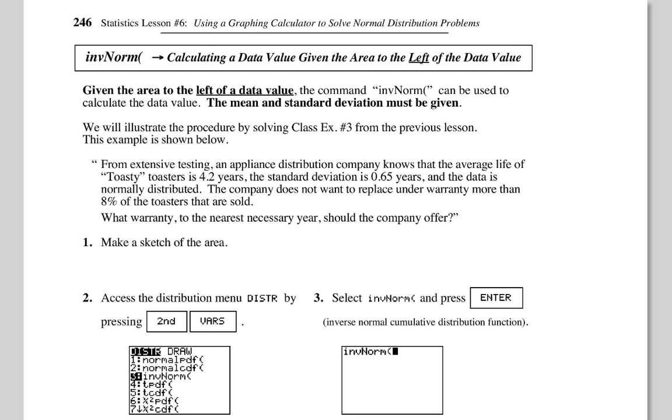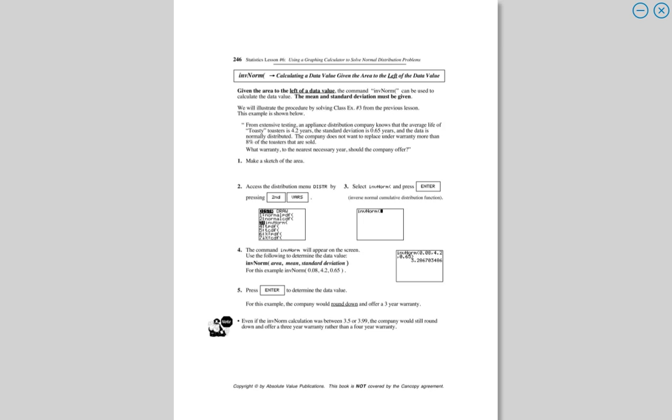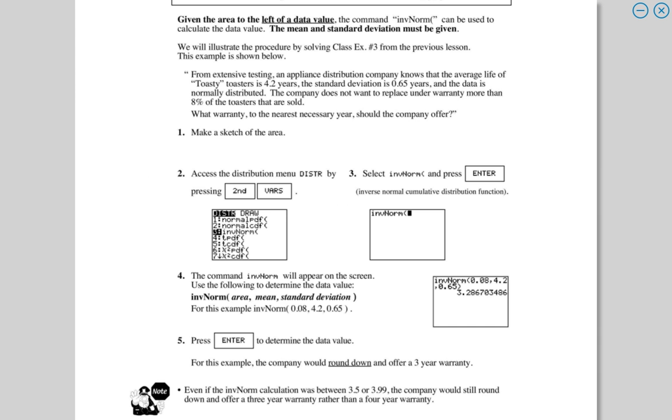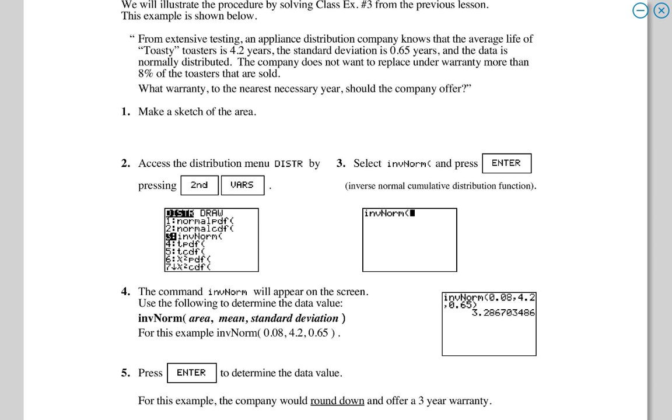Z score. So this question's saying 8%, so highlight it. They're telling you that 8% of the toasters that are sold, we did this question yesterday, the company doesn't want to replace under warranty more than 8% of the toasters. So we have to find the Z score for 8%.